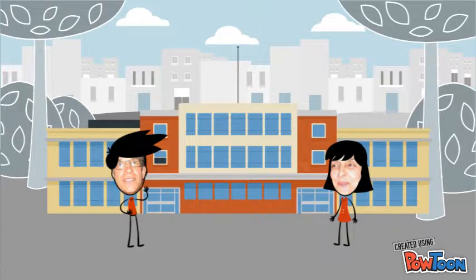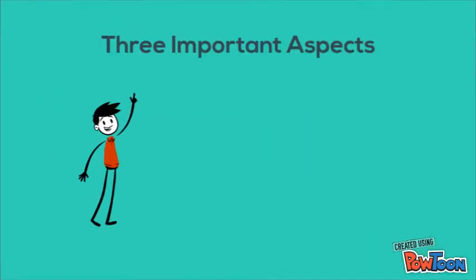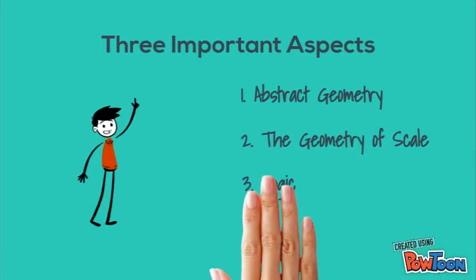Steve and Thalia Lubin, both architects with 5-year degrees in their field from the University of Oregon at Eugene, point out 3 other important aspects of geometry used in architecture: abstract geometry, the geometry of scale, and logic.